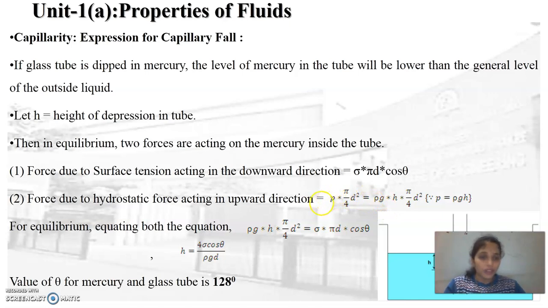Now for the state of equilibrium, we are equating both the forces as they have the same value but act in opposite directions. So from that relation we obtain the expression for h as 4 sigma cos of theta upon rho g d. In the case of mercury, the value of the angle theta for mercury and glass tube is 128 degrees. So that theta value is considered as the standard for mercury.